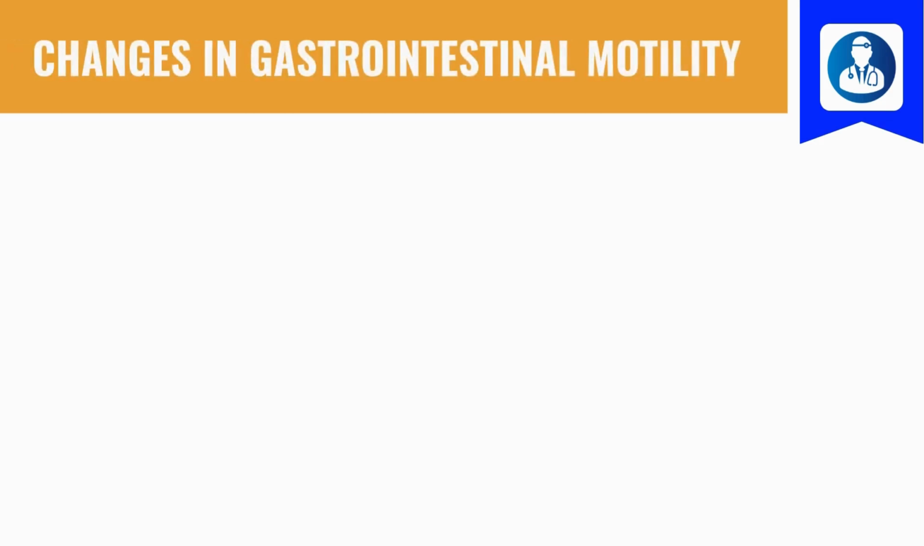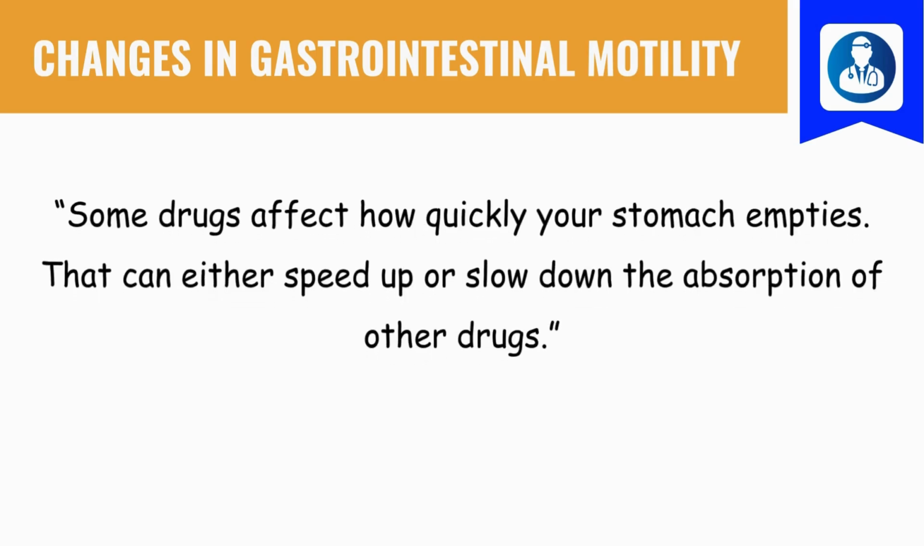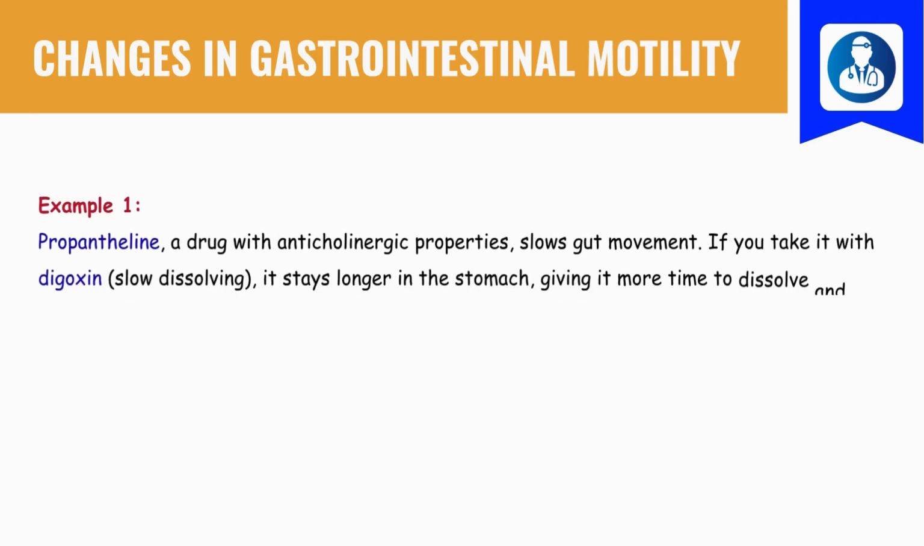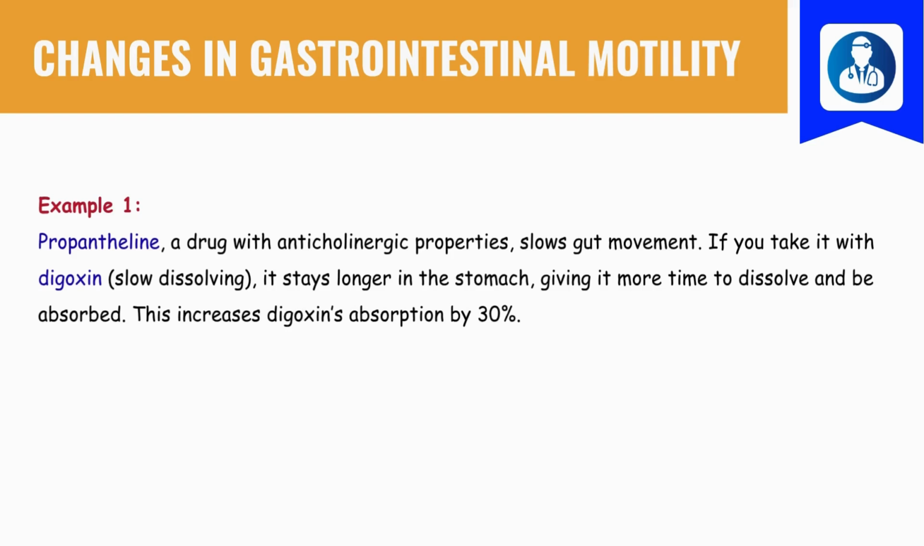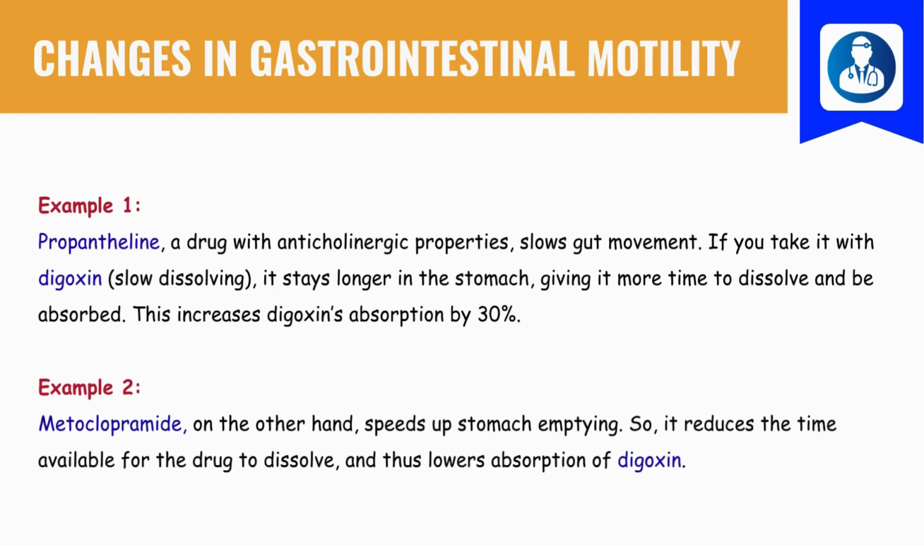Changes in gastrointestinal motility. Some drugs affect how quickly your stomach empties. That can either speed up or slow down the absorption of other drugs. Example 1. Propantheline, a drug with anticholinergic properties, slows gut movement. If you take it with digoxin, which is slow dissolving, it stays longer in the stomach, giving it more time to dissolve and be absorbed. This increases digoxin's absorption by 30%. Example 2. Metoclopramide, on the other hand, speeds up stomach emptying. So, it reduces the time available for the drug to dissolve and thus lowers absorption of digoxin.